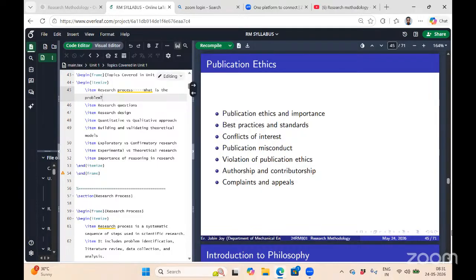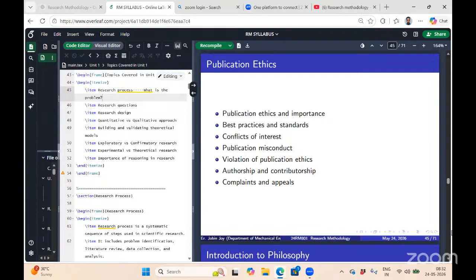So publication ethics means publishing the research by following the ethical principles and standards. This will ensure scientific integrity, transparency and honesty. So the research quality will improve, and in the scientific community, this will ensure trust, right? The importance of publication ethics is that it ensures that research papers are published honestly and responsibly.